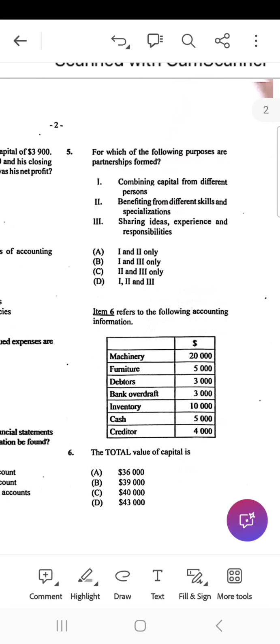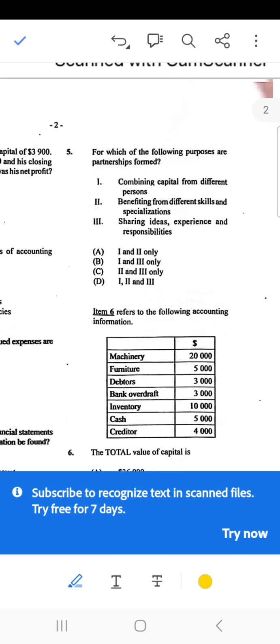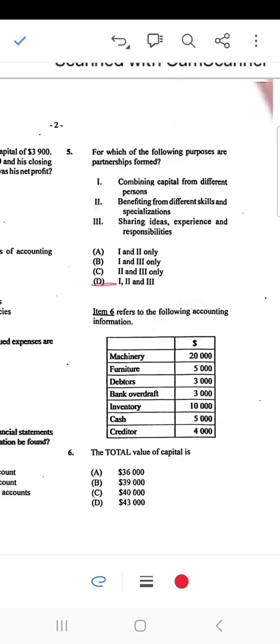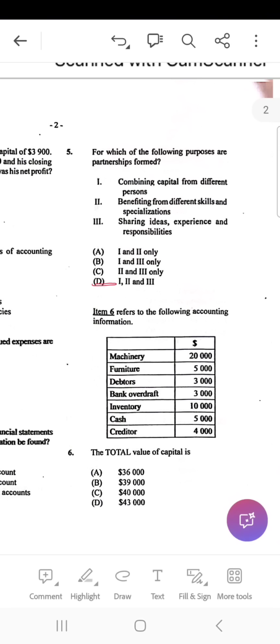Number 5. For which of the following purposes are partnerships formed? Combining capital from different persons, yes. Benefiting from different skills and specializations, yes. Sharing ideas, expertise, and responsibilities, yes. So all 3. D. Number 6. They want to know what is total capital.